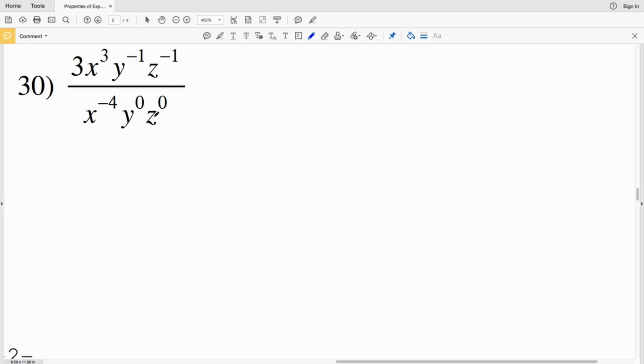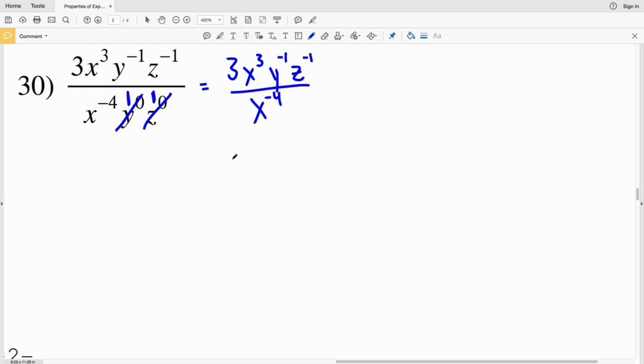I'm going to start by simplifying. I have two bases where the exponent is 0. That's y to the 0 and z to the 0. Both of those will equal 1. So I'll rewrite this as 3x to the third times y to the negative 1 times z to the negative 1 all over x to the negative 4.